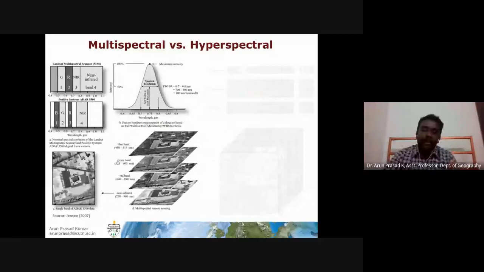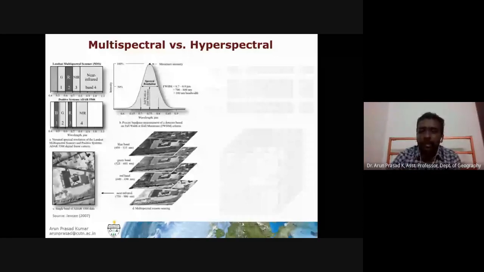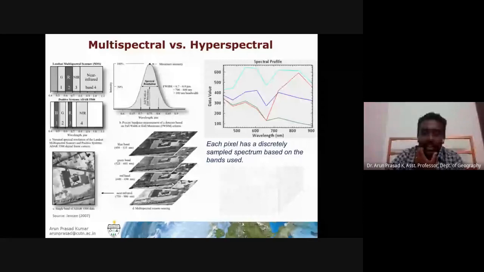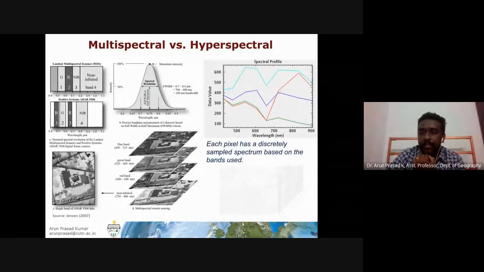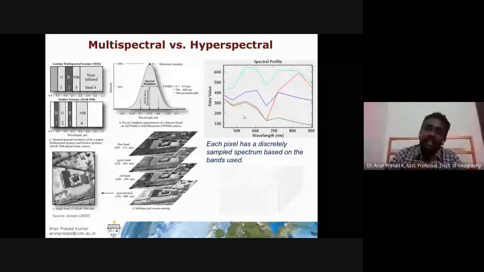Based on these bands, we have to generate a curve. When we generate a curve for different materials, each pixel has some discretely sampled spectrum. The first band is located here, the second here, the third here, the fourth, fifth, sixth, seventh, and eighth here. For this material, we understand that there is some peak in the near infrared region, but we clearly don't see any detail. We may understand that it may be vegetation or something like that.